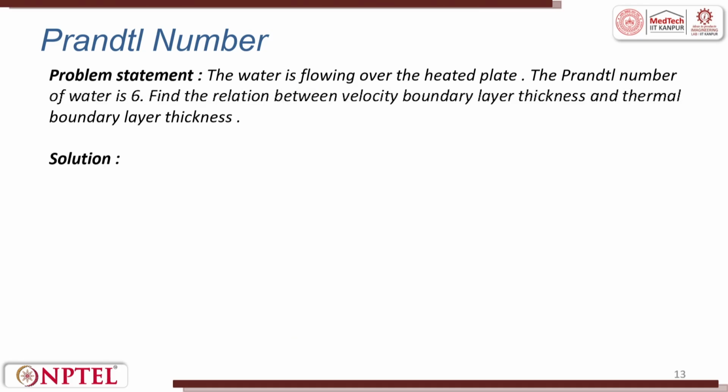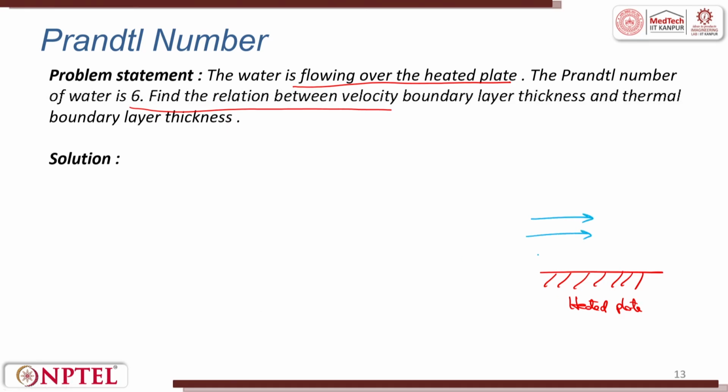Now, let me see a problem statement here. It says water is flowing over a heated plate. The Prandtl number of water is 6. Find the relation between velocity boundary layer thickness and thermal boundary layer thickness. It is directly the problem that is given. They say water is flowing over a heated plate. There is a simple heated plate here. This is a heated plate over which there is a flow of water. This is water flow, and we have velocity boundary layer and thermal boundary layer.